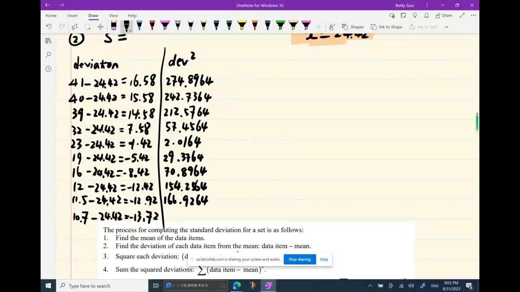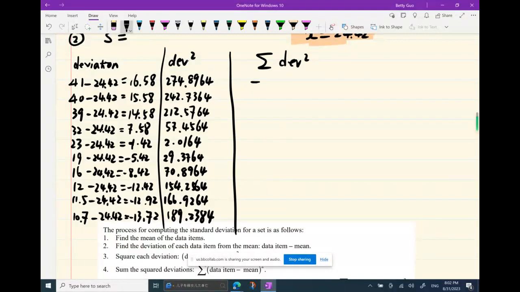Let me know if any number you got is different from mine. Not too bad, right? Okay. Now I'm going to get the sum of the square of the deviations. We are going to add all those deviations together, all the yellow shading.